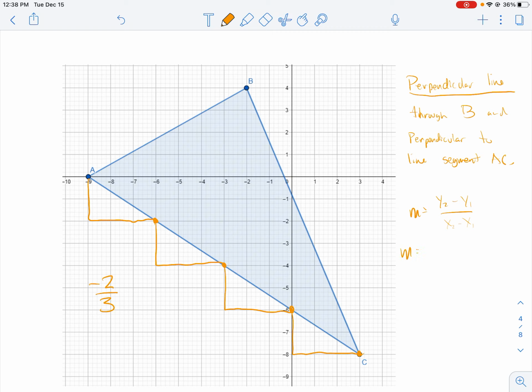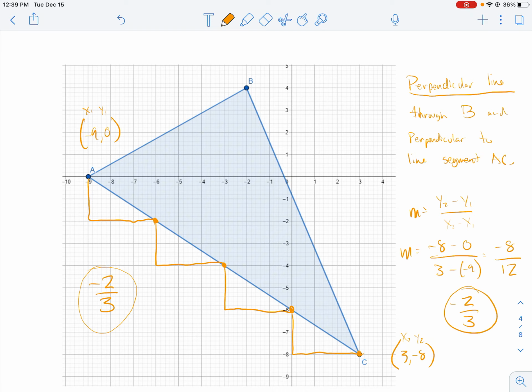But I'm not totally convinced, and I want to convince you guys. So I'm going to utilize these points right here. So this is going to be negative 9 comma 0, and this is going to be 3 comma negative 8. And I should get this guy right here. So this is x1, y1, x2, y2. So I'm going to go negative 8 minus 0 over 3 minus negative 9. So I get a negative 8 over 3 plus 9, which is 12. And divide each of those by 4, and I get a negative 2/3.